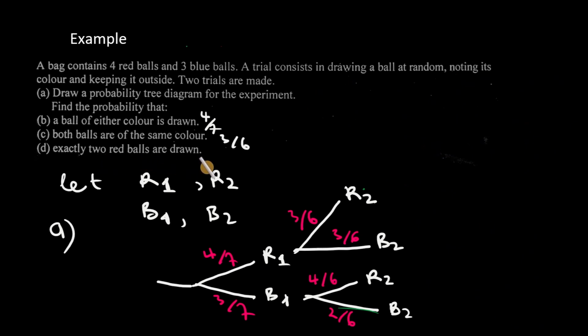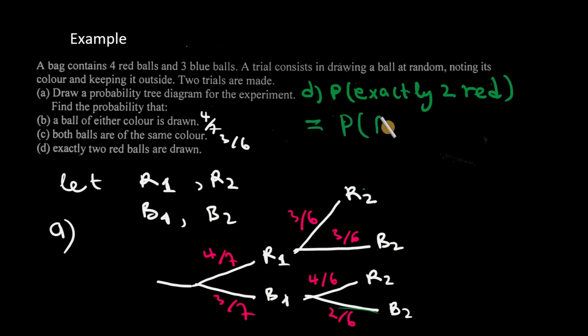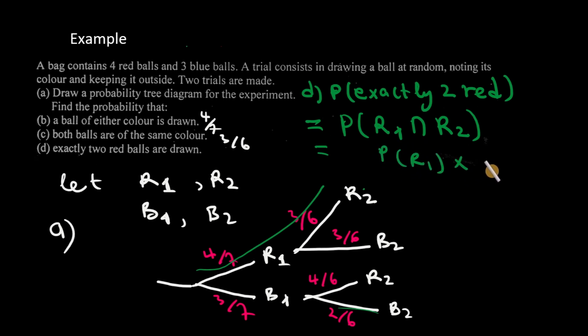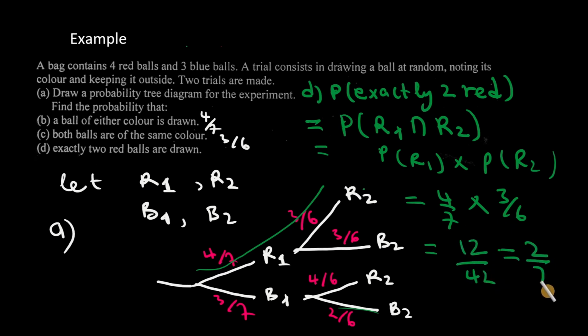Exactly 2 red balls are drawn. That's the probability of exactly 2 red balls is equals to the probability of R1 intersection R2. Along a branch we are talking about intersection, and the branch in which we have only 2 red balls is this one, that is in the first and the second trial. So along a branch we talk of intersection, that's why I'm having probability of R1 intersection R2. And along a branch the events are independent, that means probability of R1 intersection R2 is the same like probability of R1 times probability of R2, and probability of R1 along that branch is 4 on 7 times 3 on 6, which is equals to 4 times 3 is 12 on 42, which is the same like 2 on 7. That 6 goes here 2 times, 6 go to 42 7 times.